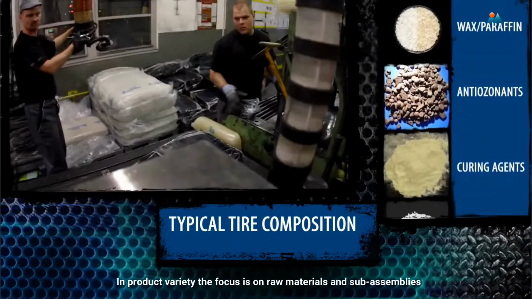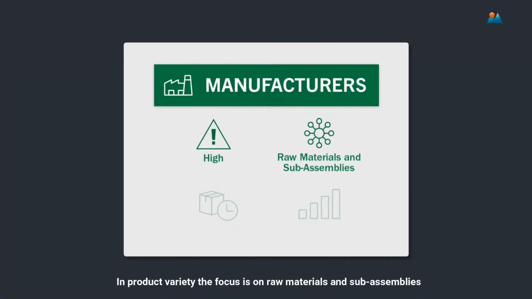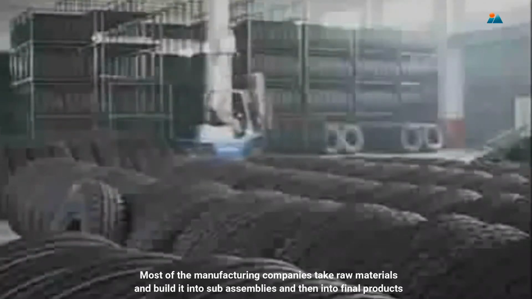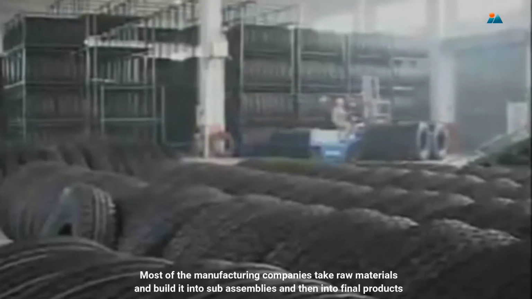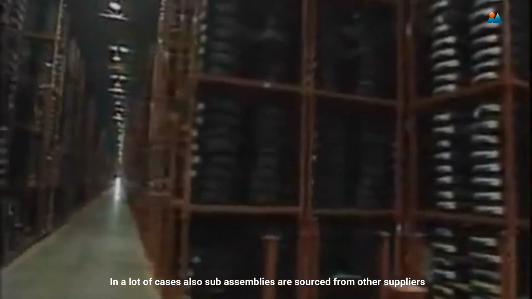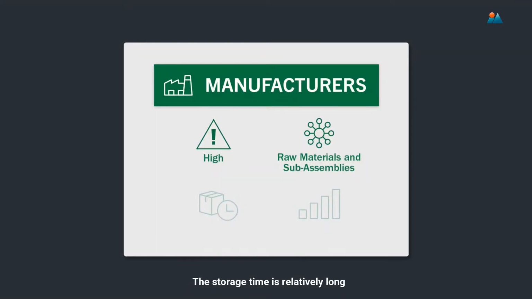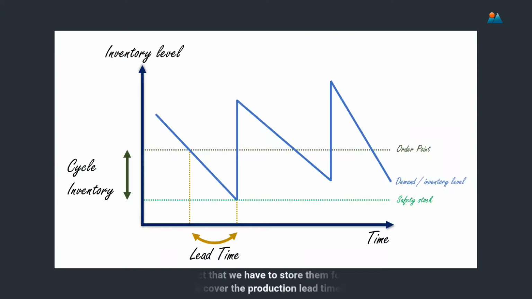In product variety, the focus is on raw materials and sub-assemblies. Most of the manufacturing companies take raw materials and build them into sub-assemblies and then into final products. In a lot of cases, sub-assemblies are also sourced from other suppliers. The storage time is relatively long because we have to store them for a long time to cover the production lead times.